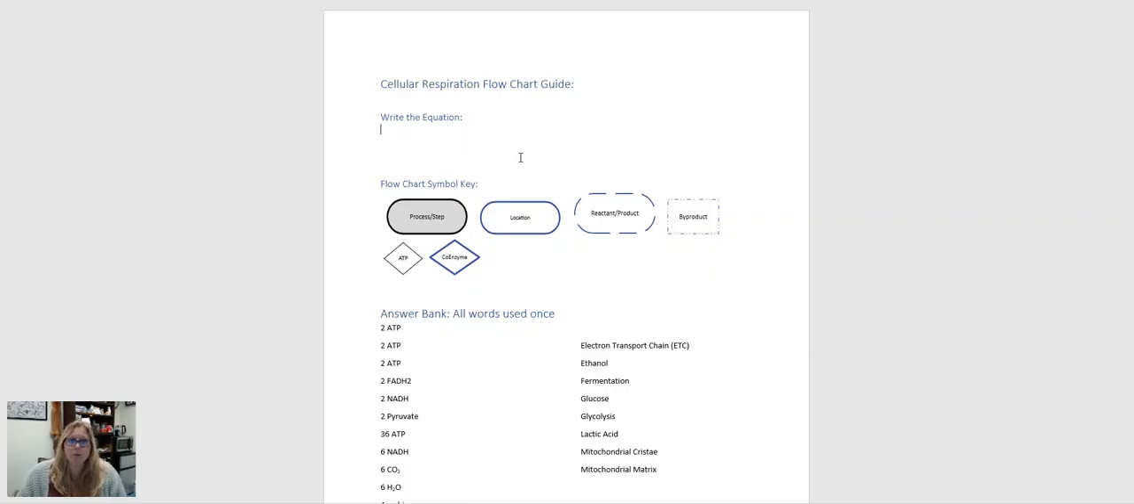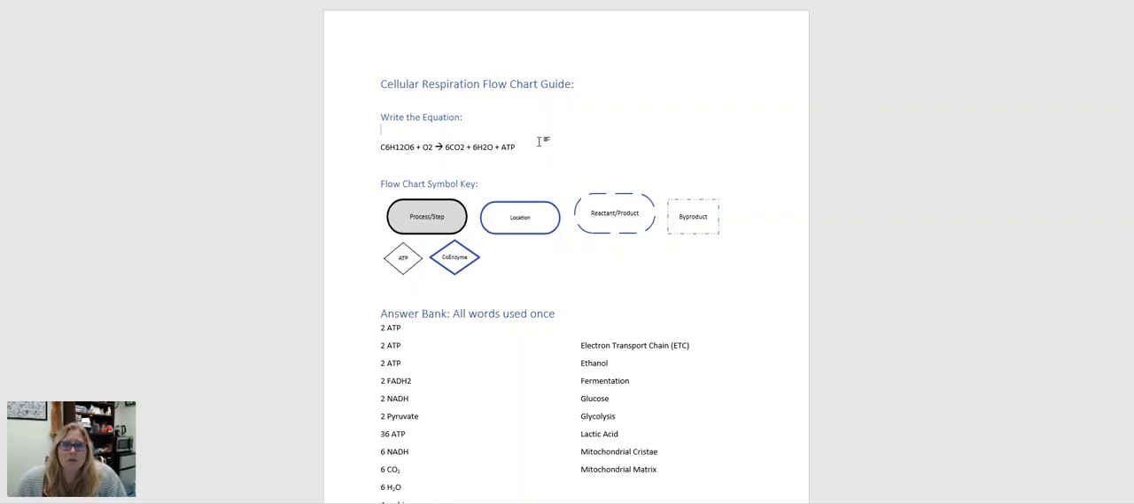So the very first thing we're going to do is open the flowchart guide and write in the equation. We know that cellular respiration is the opposite of photosynthesis. So it's C6H12O6 plus 6O2, right? 6 oxygen is going to give us 6 CO2 plus 6 H2O plus ATP or energy.